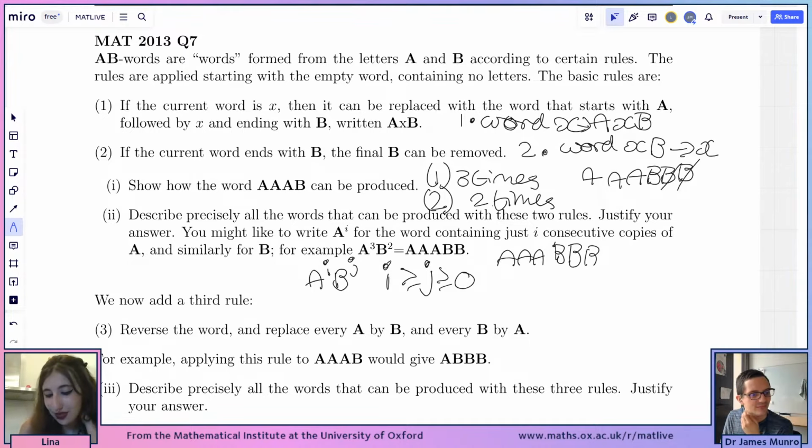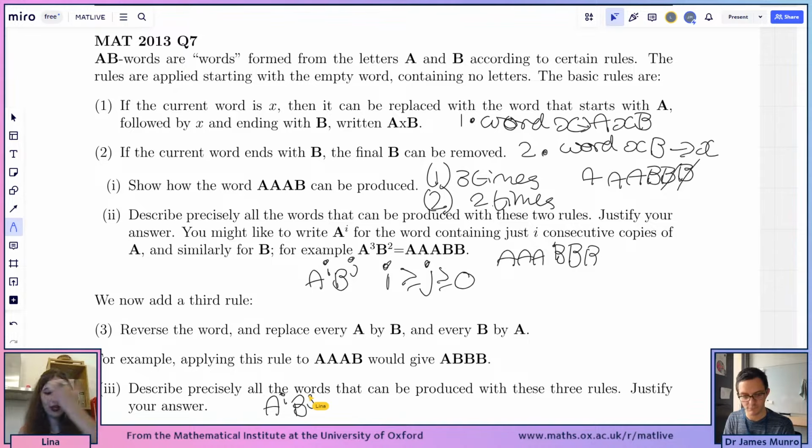Yeah. So now with this new rule, we still always have the A's in front of the B's if there are any A's. So we're always going to have A to the I, B to the J still. And this is because we reverse the word. So all the B's that were at the end are now at the front, and all the A's that were at the front are now at the end. But then we swap all the letters around again. So essentially, you're just always going to have B's at the end, A's at the front.